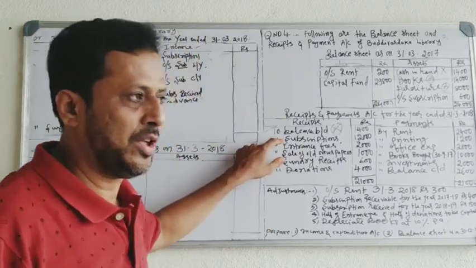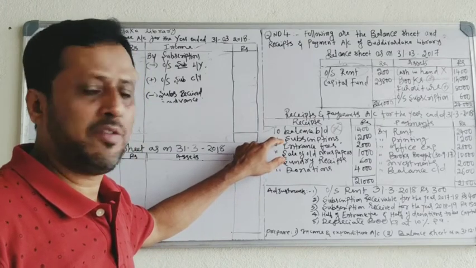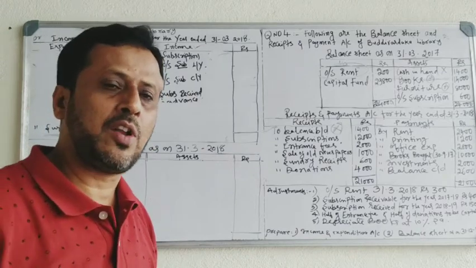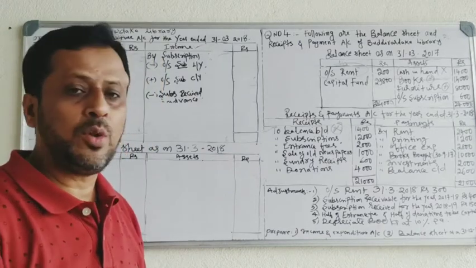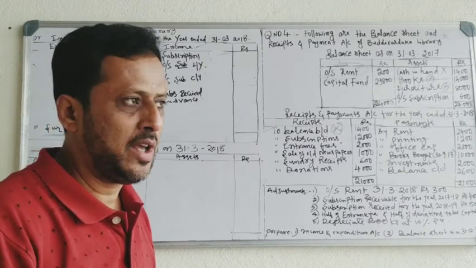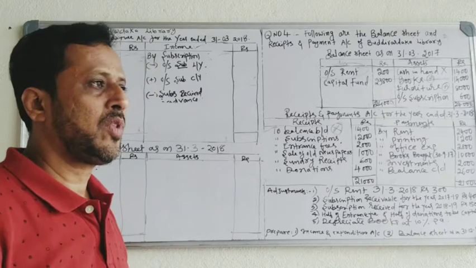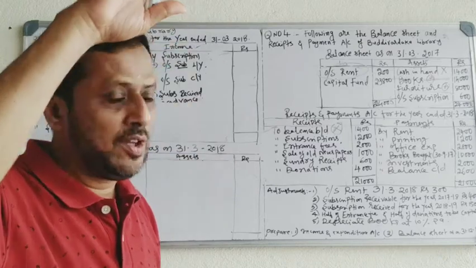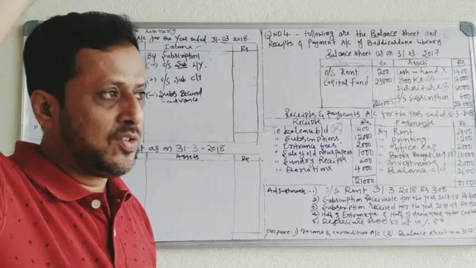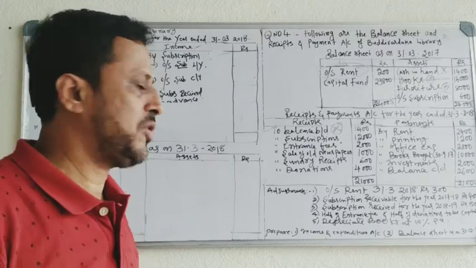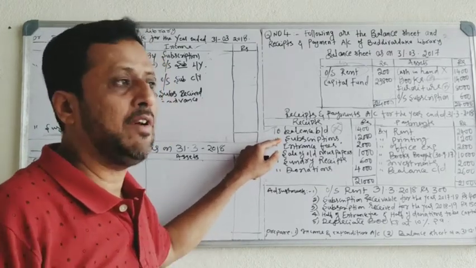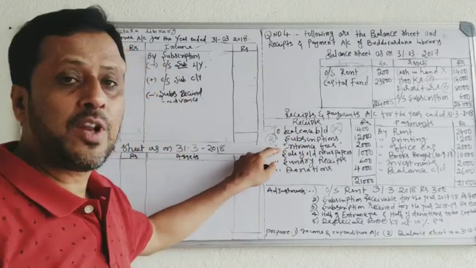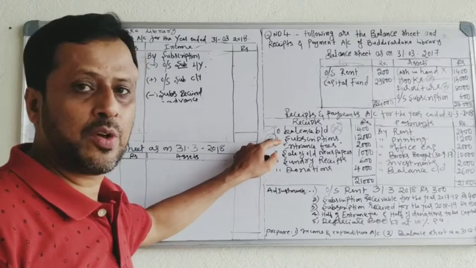First, subscription. What about revenue and capital? Revenue items are recurring in nature. Capital items are non-recurring in nature. That means revenue receipts are those received regularly, every day, every month, every year. Capital receipts are those received very rarely, once in 5 years, once in 10 years, once in the lifetime of the organization. Subscription is received annually, so it is revenue.